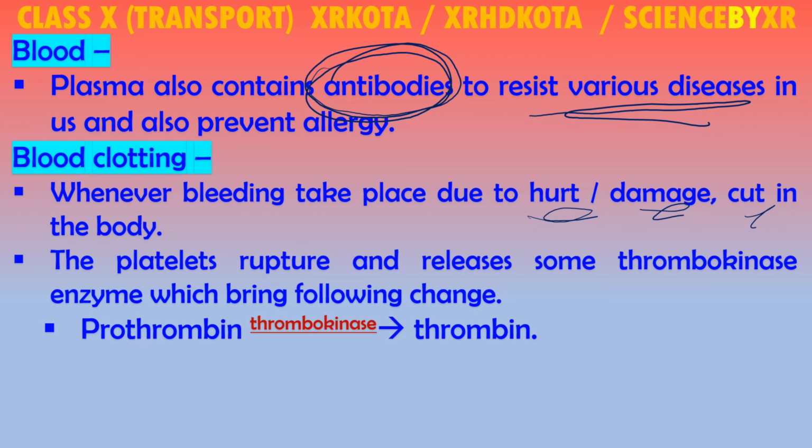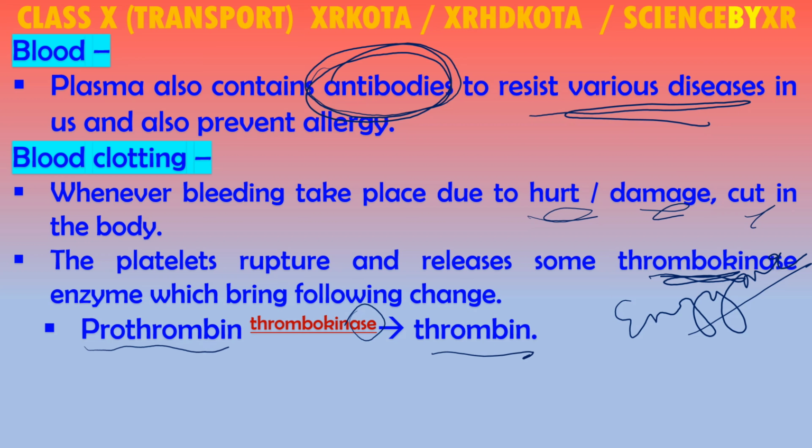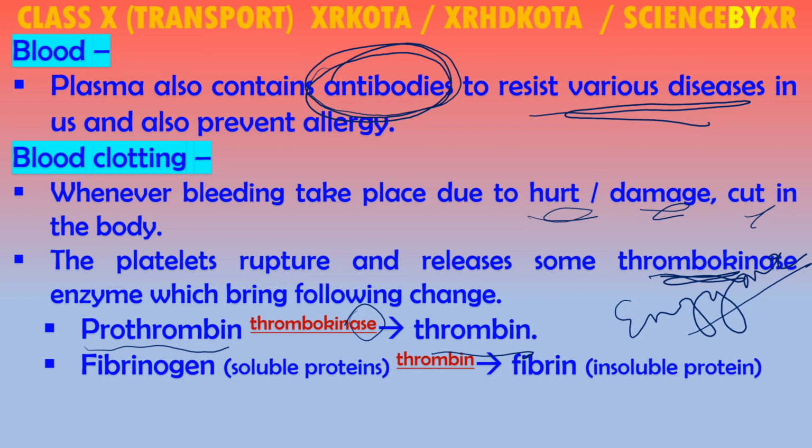The platelet ruptures and releases a substance called thrombokinase. Wherever the word "ase" is there, you should know that we are talking about enzymes. Thrombokinase changes prothrombin into thrombin. Now, what does this thrombin have to do? Thrombin converts fibrinogen, which is a soluble protein.